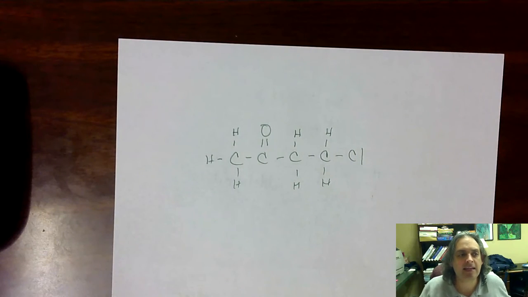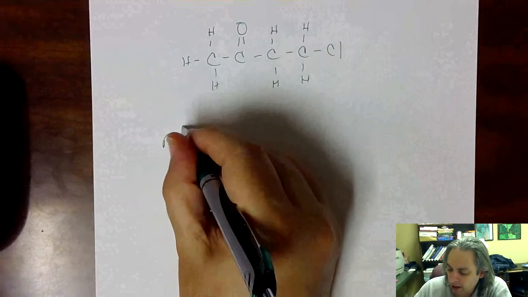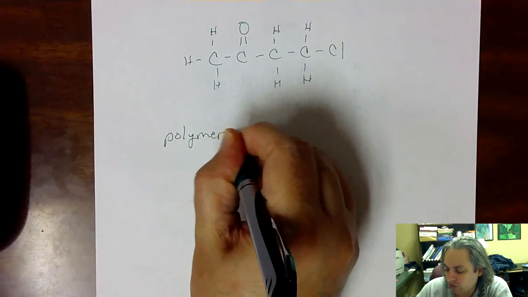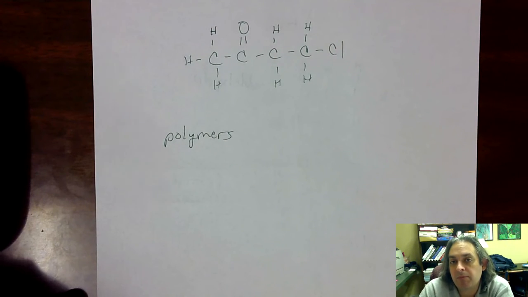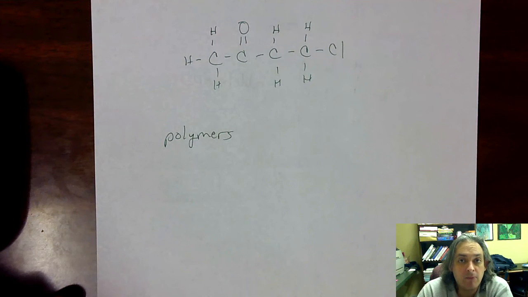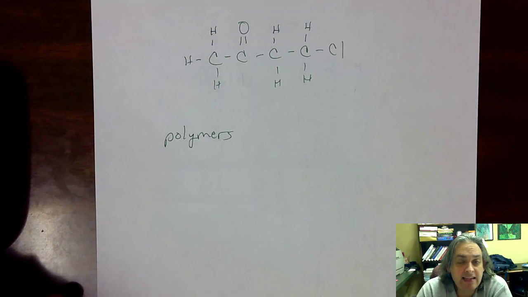The very last thing I want to talk about is polymers. Polymers are probably the most useful organic compounds that we come across. Polymers involve lots of medicines and plastics. They make up our bodies. That's what DNA is; a DNA molecule is a polymer.